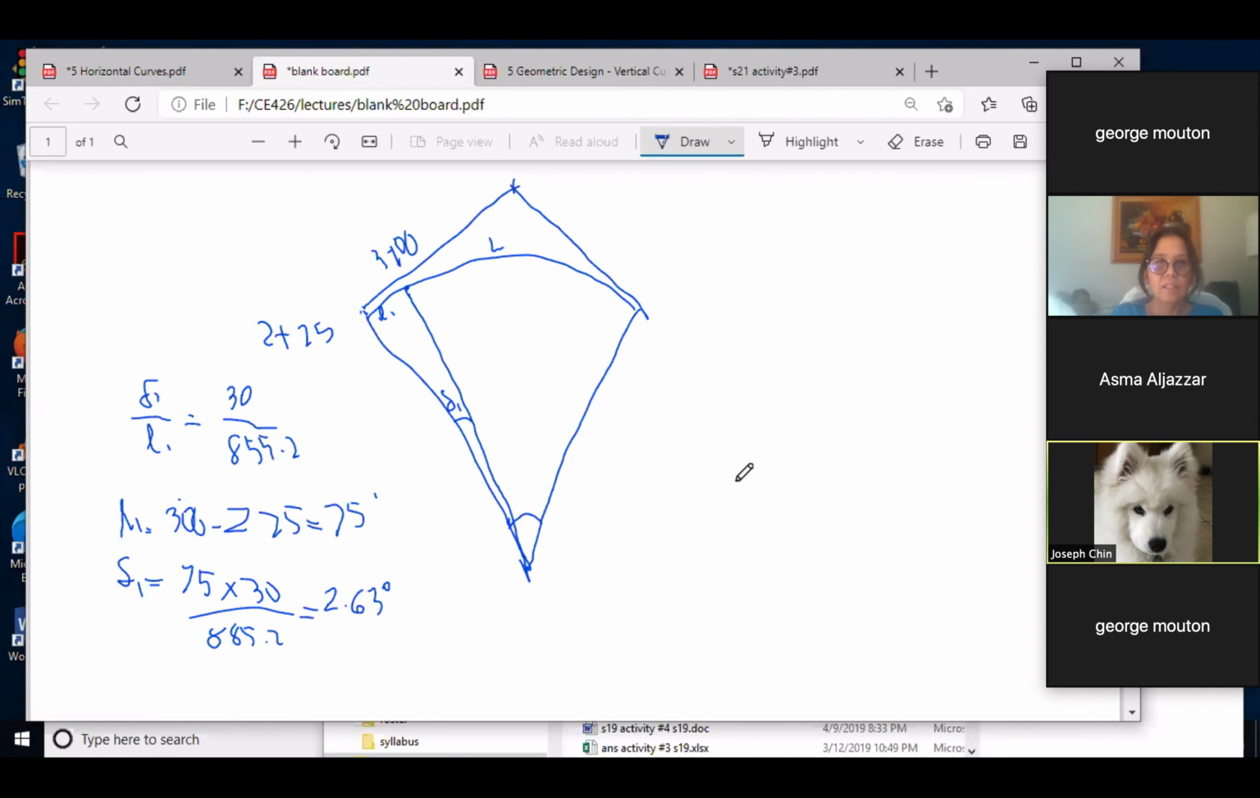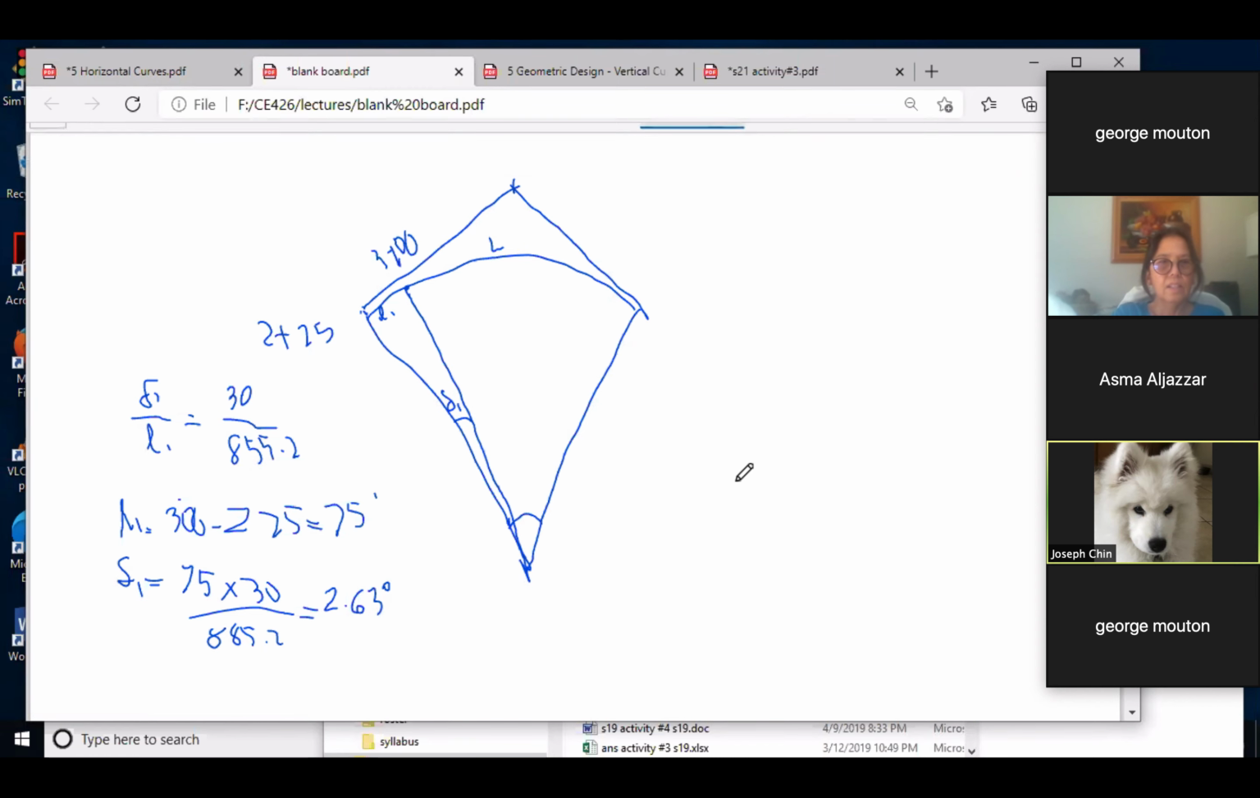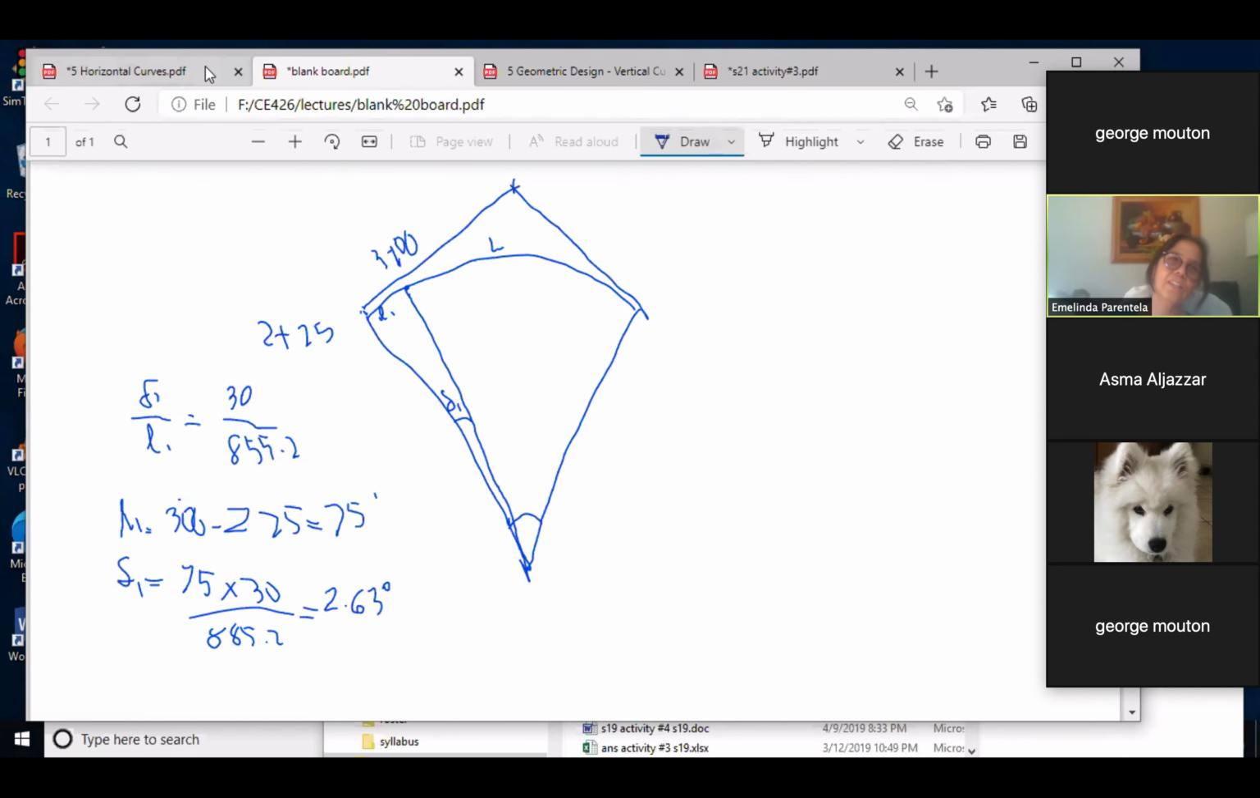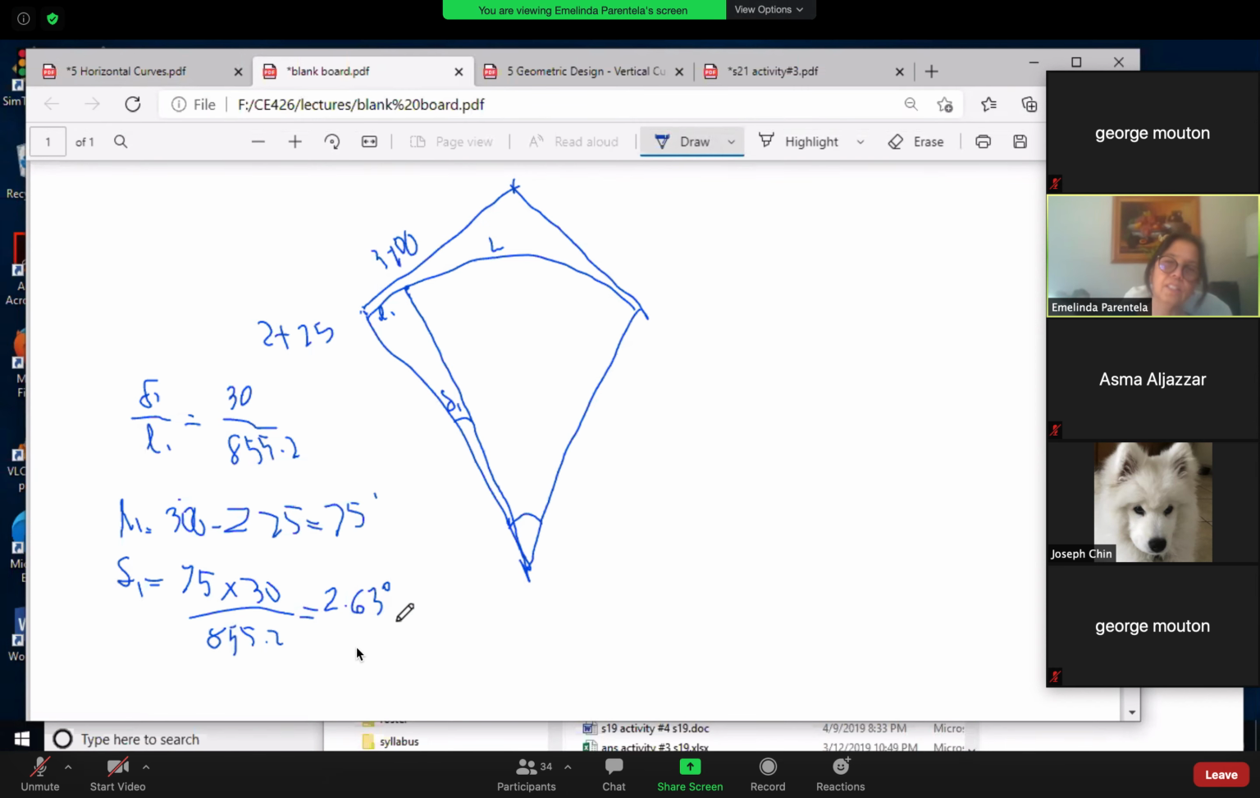Is that denominator 885.2 or 855.2? 855. Sorry, Asma. 855 is what we have, right? Yes. So your initial calculation is correct. 2.63 degrees, right? Yes. So now you already got this.